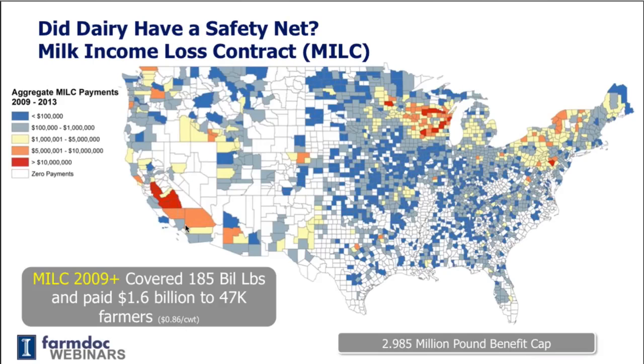The problem with the MILC program is that it didn't wholly account for volatility in feed markets, and then there was a 3 million pound cap on benefit constraints. So the MPP program helps to address some of those concerns by directly tying in feed prices and then getting rid of all eligibility constraints.